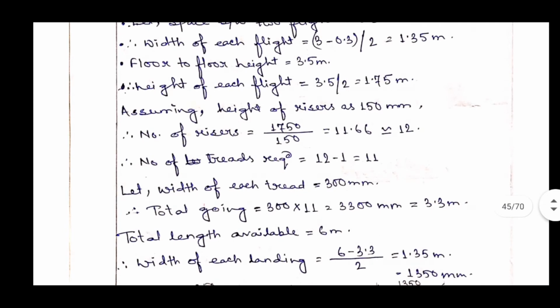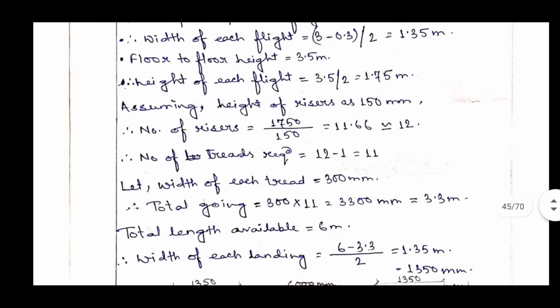Now, the total length available as per the question is 6 meter, right? Now the width of each landing is definitely the overall length, 6, minus 3.3, the going. The available space is equally divided on two sides of the flight, that is equal to 1.35 meter or 1350 mm.